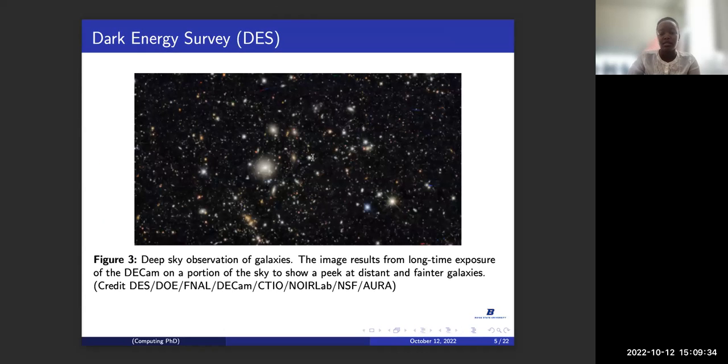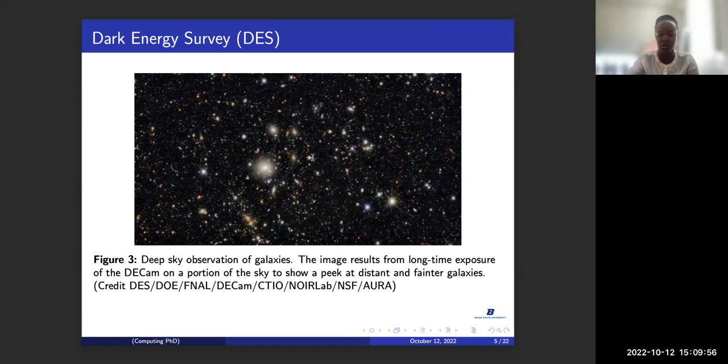So the Dark Energy Survey is a survey that was conducted by a telescope that was placed to observe the sky from the year 2013 to 2019. And it was able to capture several images which are converted to tabular data, which is what we'll analyze to try and derive the cosmological parameters.